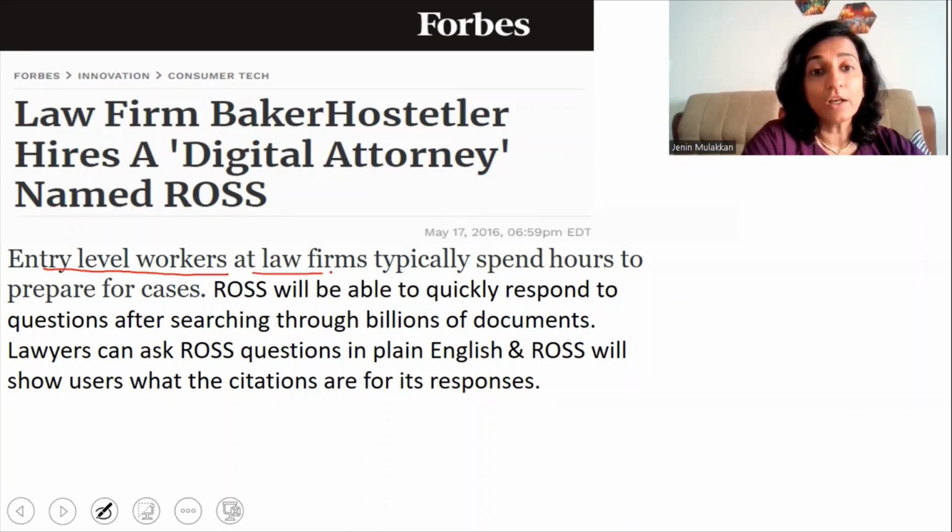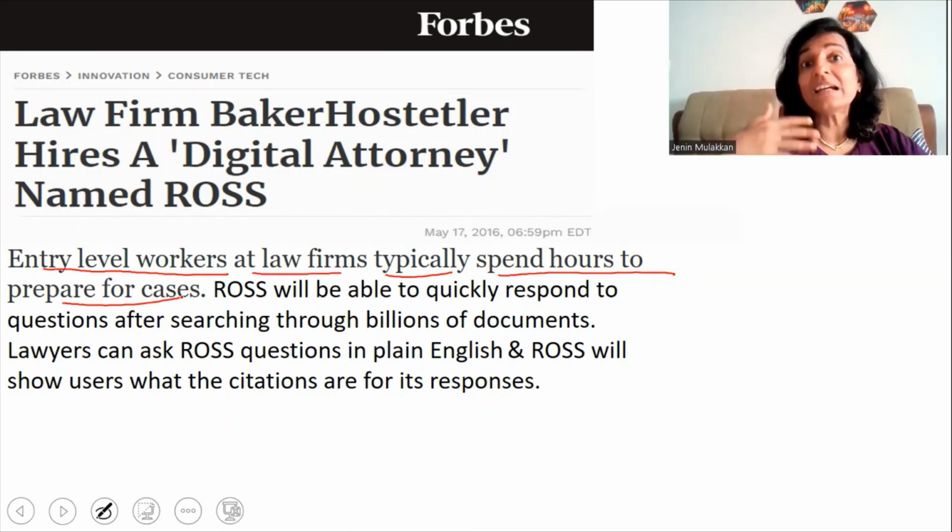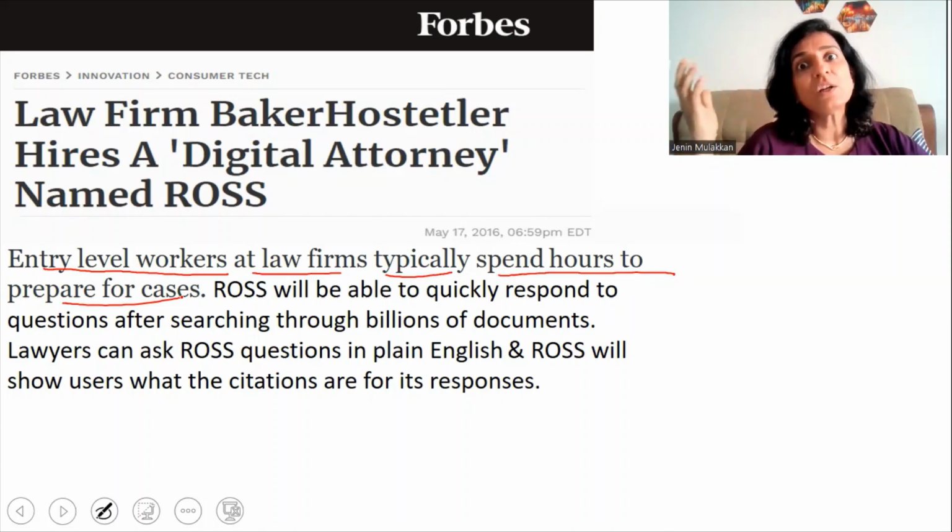Entry-level workers at law firms typically spend hours to prepare for the cases. Now, each case file runs into pages. So, in order to prepare for a particular case, entry-level workers had to spend hours looking into the various case laws to get their points.